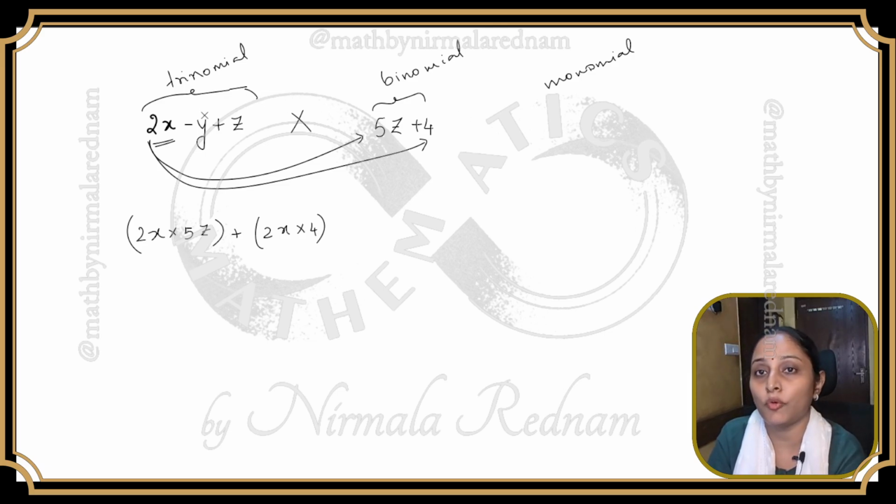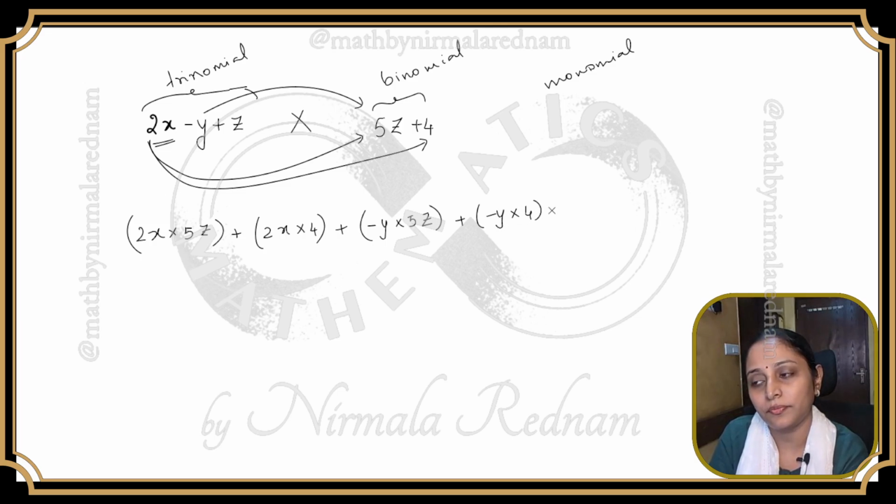So next we will move on to my second term in the first expression. So I have minus y into 5z, right? And then minus y into 4. And then the third term, z into 5z plus z into 4.